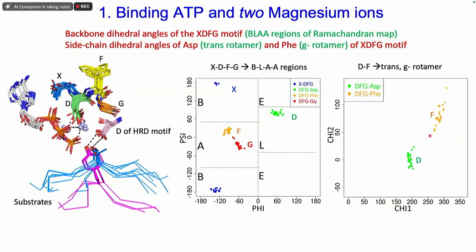Also, the dihedral angles of the side chain of the phenylalanine here and of the aspartic acid here. The side chain has to go in particular directions in order to bind ATP and magnesium properly. And so the aspartic acid has the first dihedral angle around 180. The phenylalanine is around -60. So this is called a trans rotamer. This is called a G- rotamer, -60. So these are the requirements for binding ATP and magnesium.